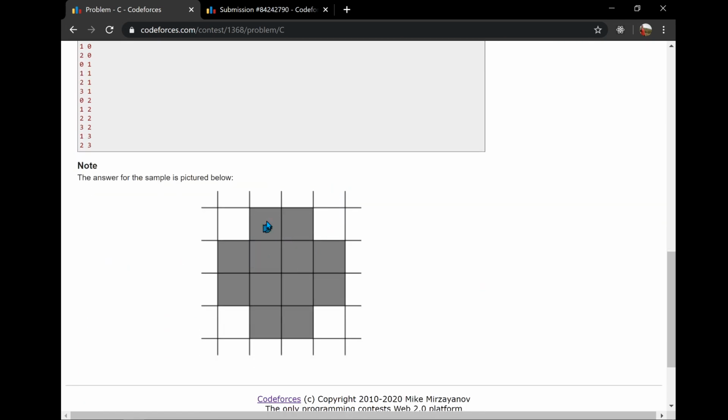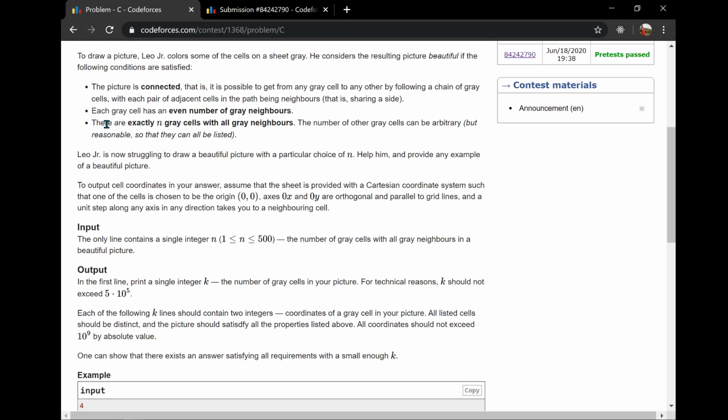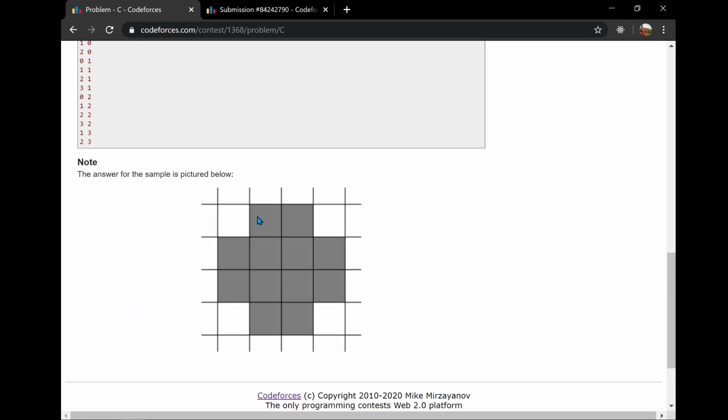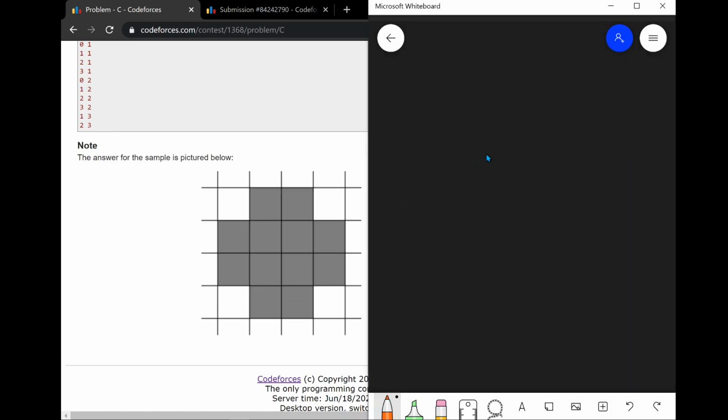Like if we count for this one, the neighbors are this and this, which is 2. For this, 1, 2, 3, 4, which is also even. Similarly for all of the others. And the last condition is that there are exactly n gray cells whose neighbors are all gray. Like in this example, n is given as 4, so these 4 have all their neighbors gray. So now let's see how the solution goes.